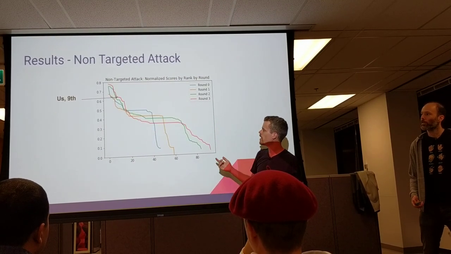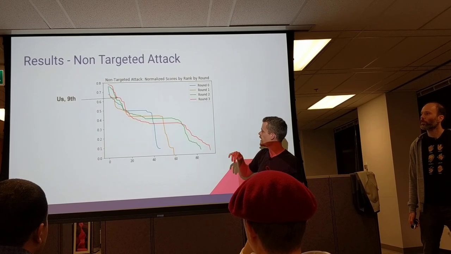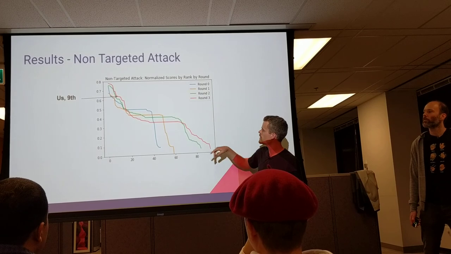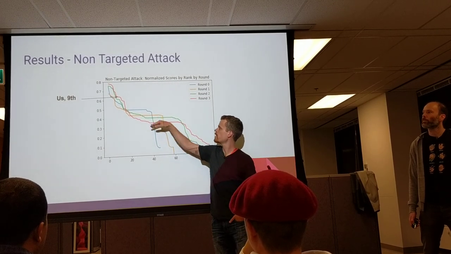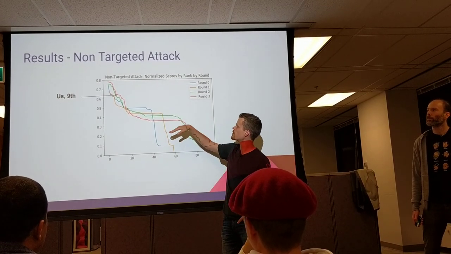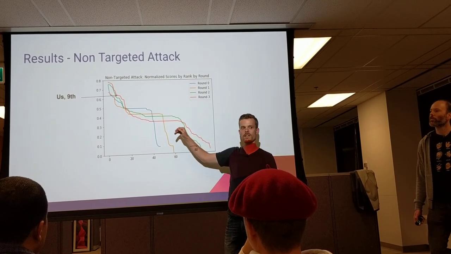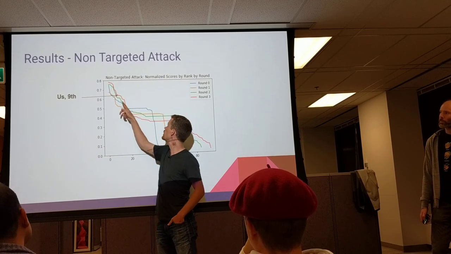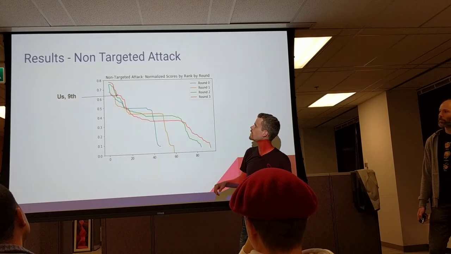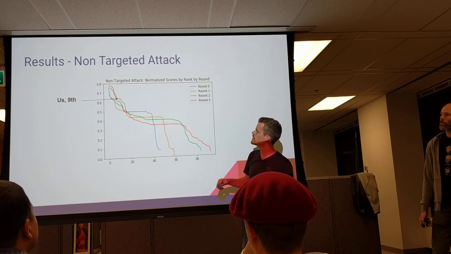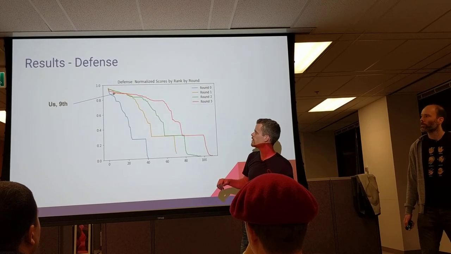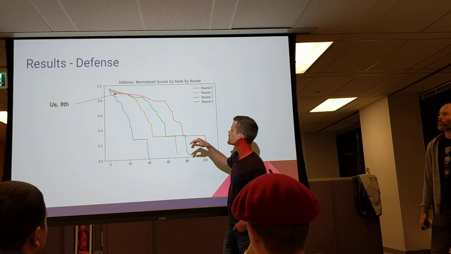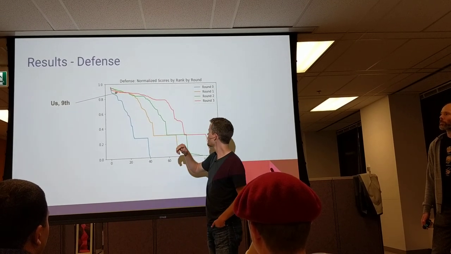And then for non-targeted, we have more like 80-some participants. Slightly different shape here actually. This plateau moves down as we go, perhaps because the defenses got better as the competition progressed. There we are in ninth place, down on the curve from the group. And then if we look at the defenses, we can see defenses got substantially better as the competition moved along. And there we are in ninth again.